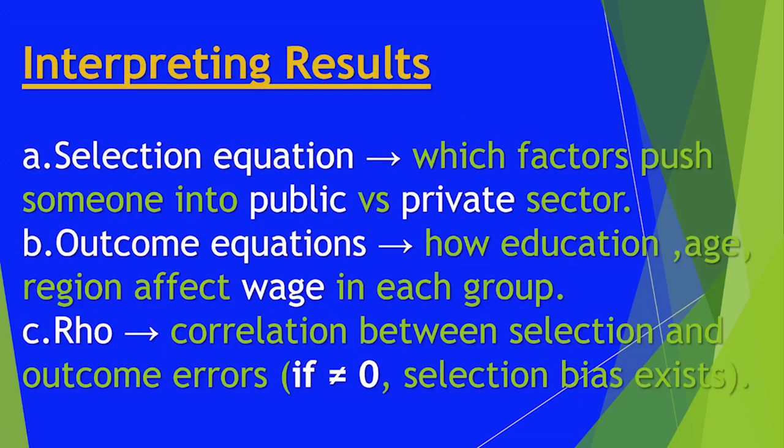And how to interpret this result, we need to focus on three parts. A is the selection equation. So, for example, which factors push someone into public versus private sector? And B will be the outcome equation. So, how education, age, region, among other variables affect wage in each group. And C is rho, which simply is equivalent to the correlation between the selection and the outcome errors. And in case rho is not equal to 0, or is non-zero, then selection bias exists.